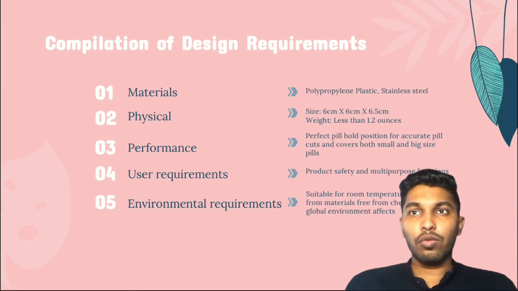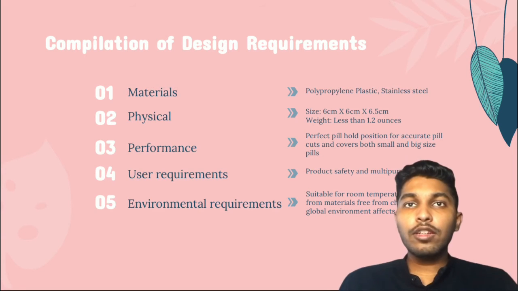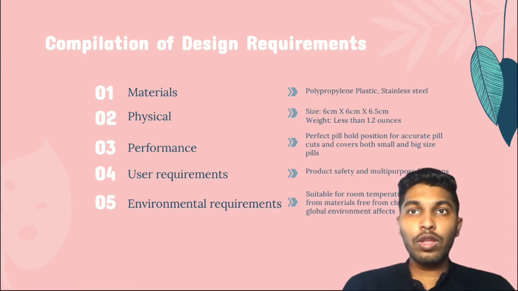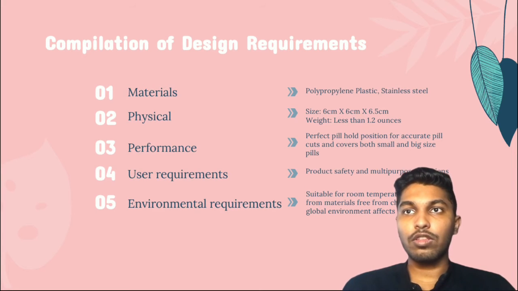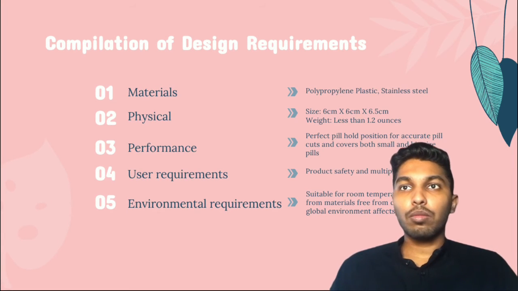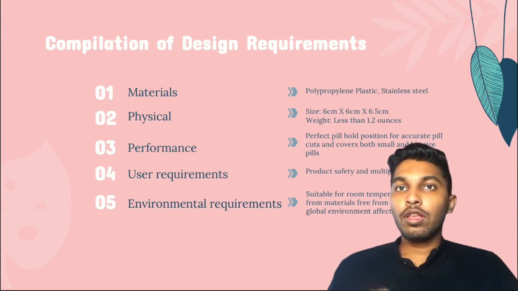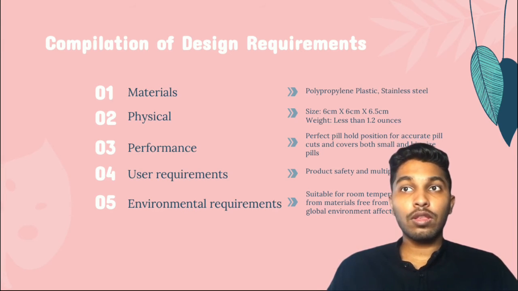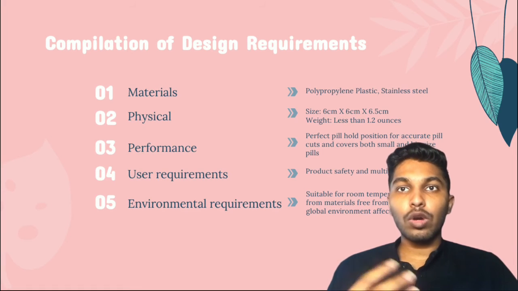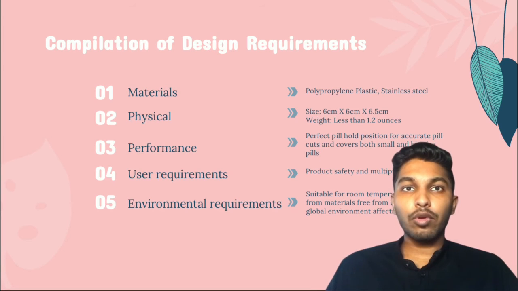With the help of the Google survey, we were able to compile the design requirements of potential users for the pill cutter. In terms of material, most of the users wanted a recyclable and durable product. So we decided to use polypropylene plastic, which is a recyclable plastic, and a stainless steel blade for durability and accurate pill cut. Now physical-wise, the users wanted a product with more space and a portable design. So we decided to give the product a size of 6 cm length, 6 cm width and 6.5 cm height, and decided to make the product weigh less than 1.2 ounces. So this makes the product easily pocketable and easy to bring anywhere.